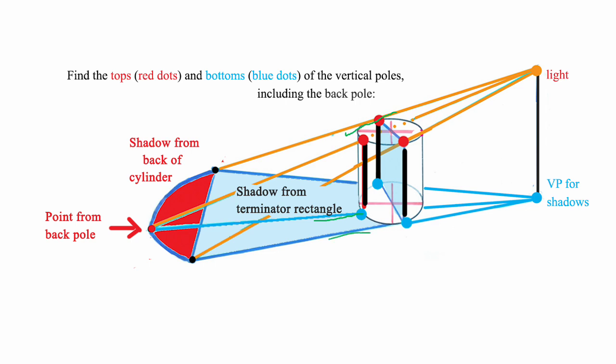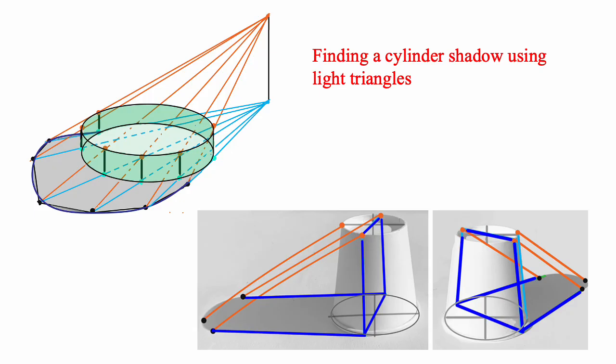And you can see that this part of the shadow is linear because it's from the vertical pole, whereas this part is round because it's from the round part of the cylinder. In this first cylinder, I set up a series of vertical poles to find the shadow. In the second, I used the Terminator rectangle to find the shadow.